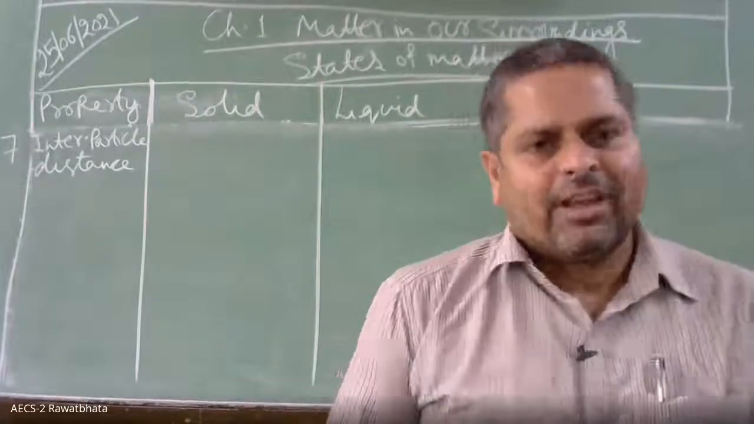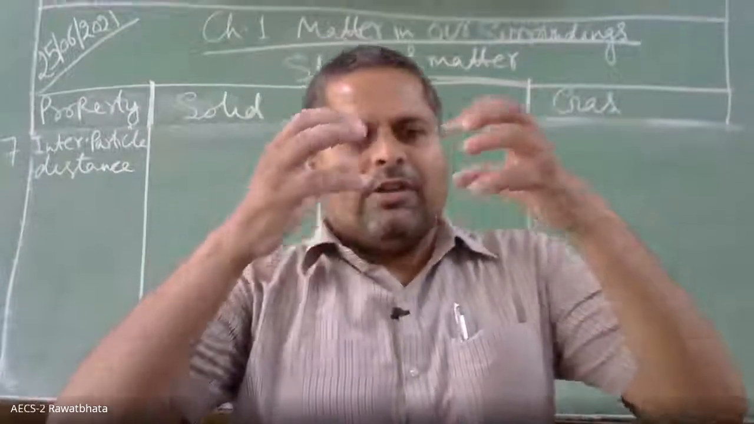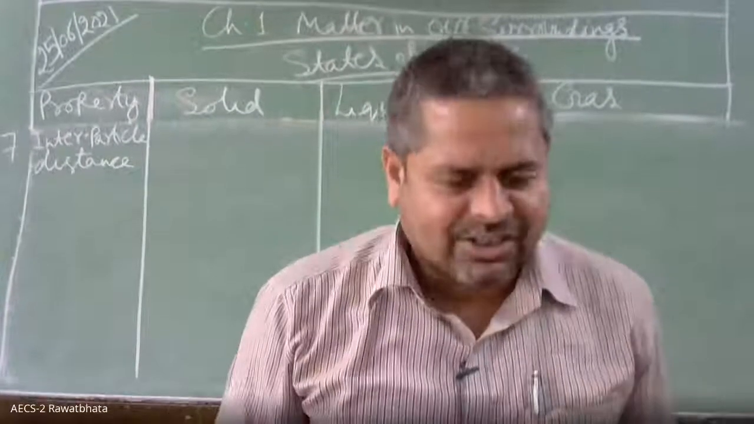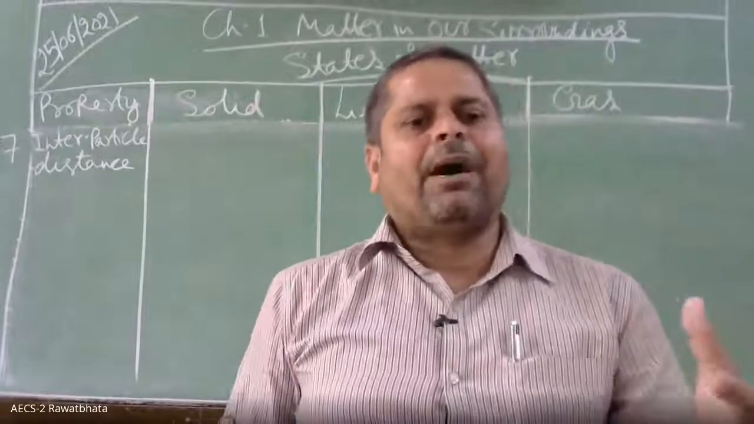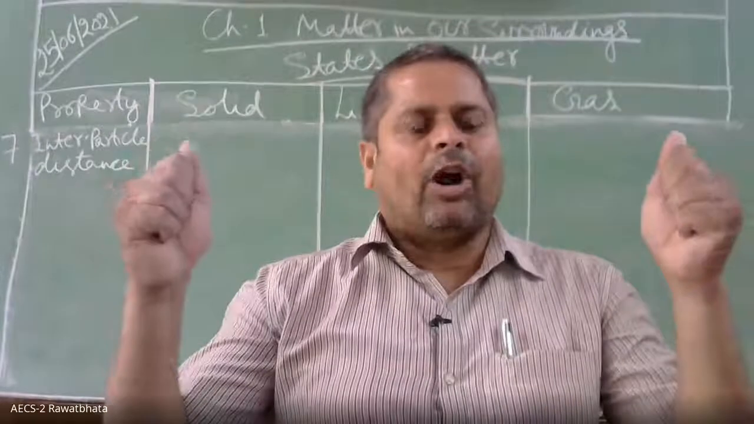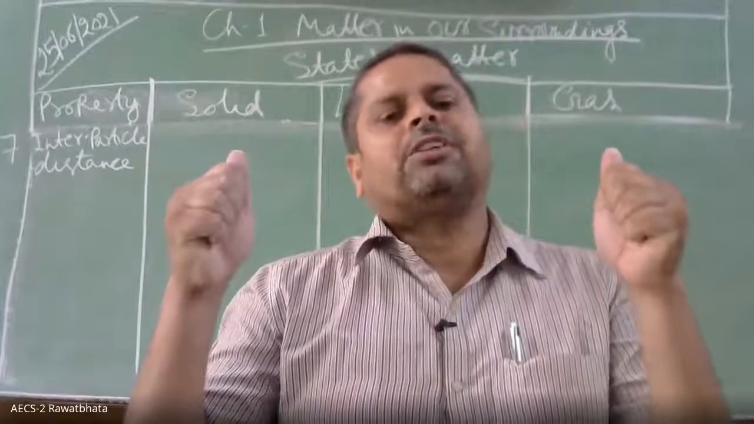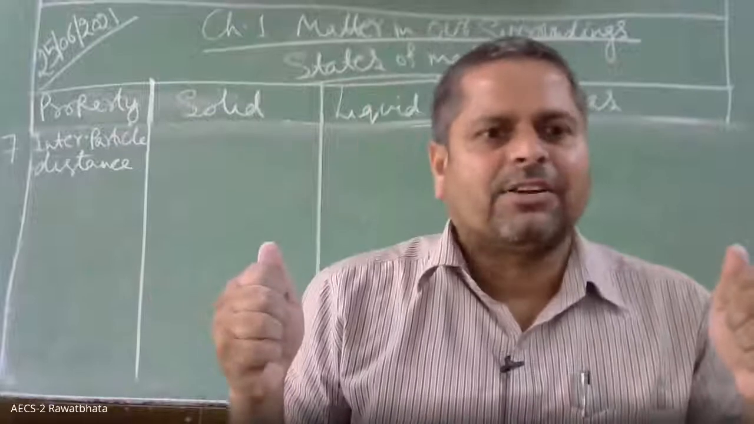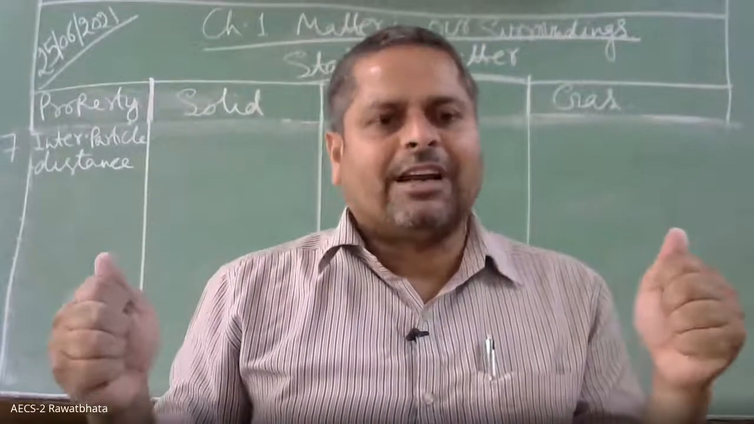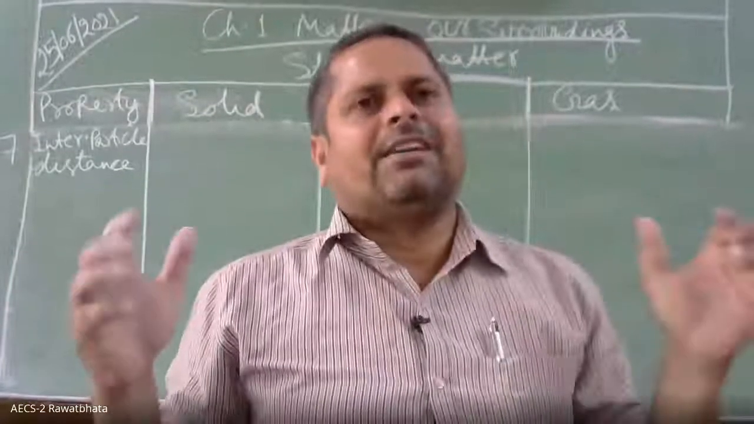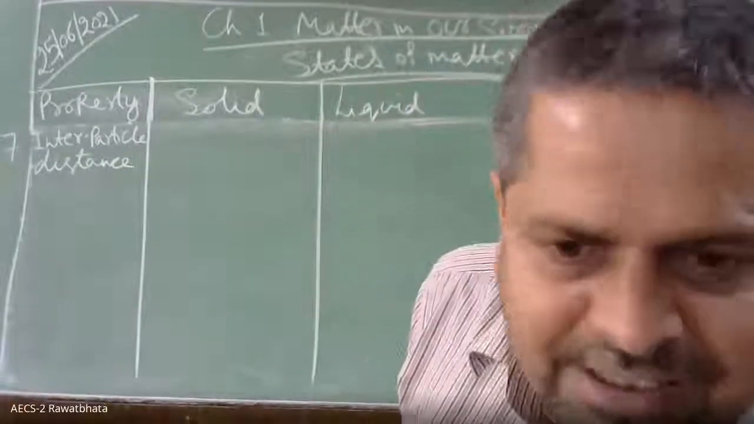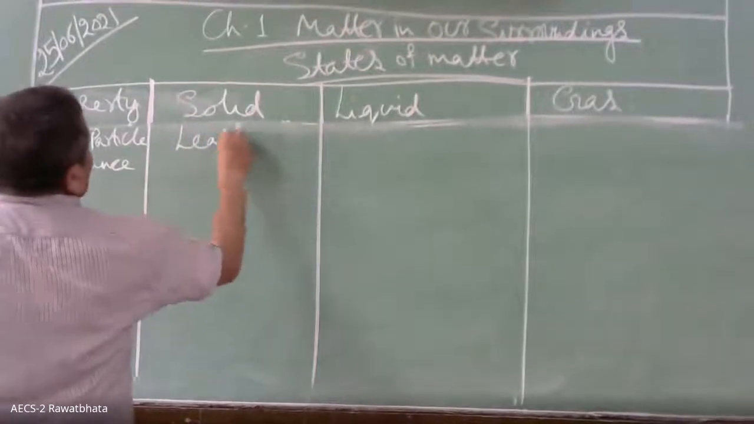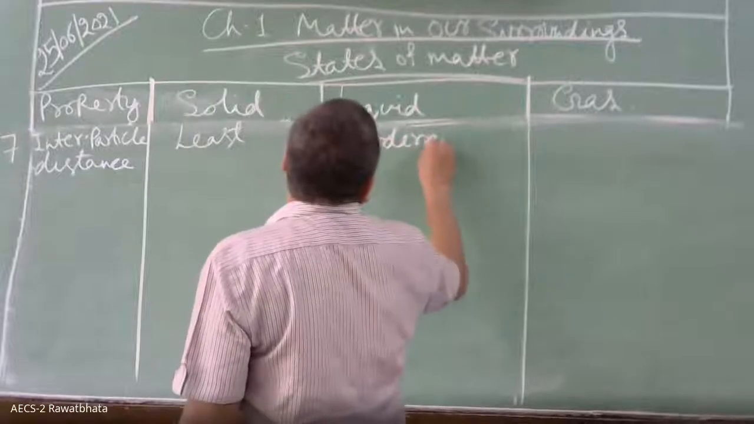Do you understand this or not? If the interparticle force of attraction is more, that means they will be attracted towards each other and the distance between them will be less. All of you got it? And if the interparticle force of attraction is less, they are not being attracted to each other by a greater force, so they will be having distance between them. So those matter in which the particles do not have interparticle force of attraction will have larger interparticle distance and vice versa. Okay? So interparticle distance is least, moderate, maximum.